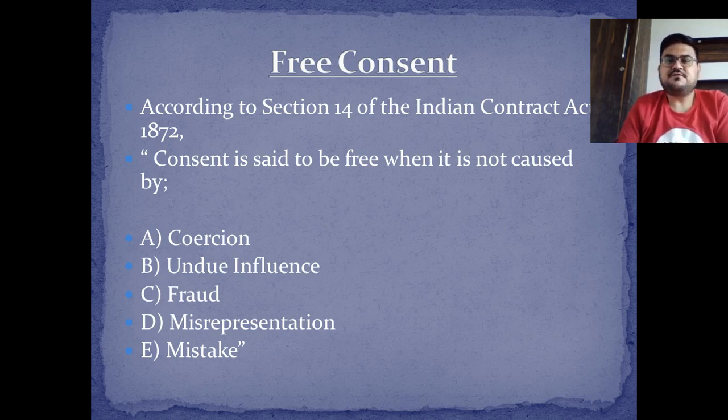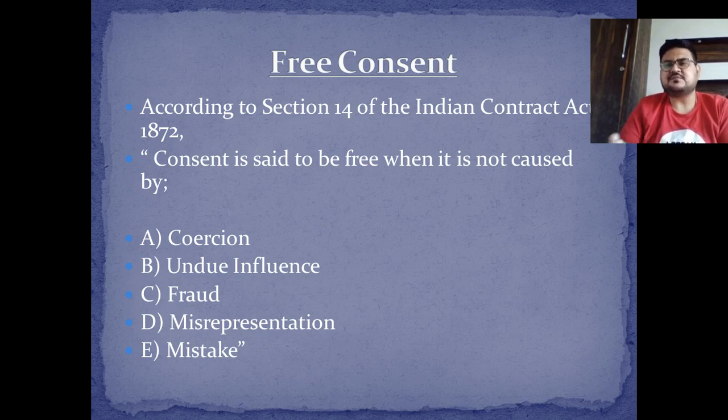Fraud. I can cheat you. I can very easily cheat you. You will not come to know and I've cheated you. Misrepresentation. I can create a document where I can take your signatures and I can cheat you. So my consent is there, your consent is not there. So the contract is done because you have signed on the paper, the contract is ready, but it is not with free consent, it is without free consent.